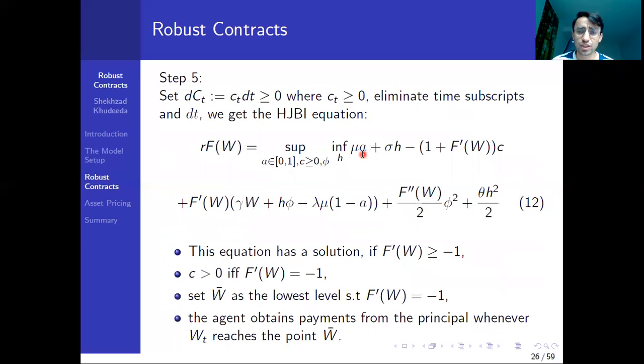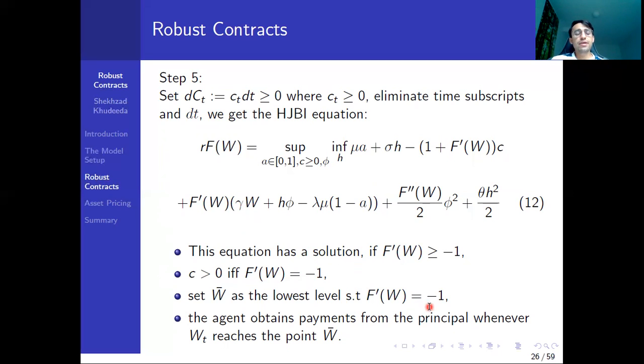Now we have two possibilities to solve this equation: first, with respect to H, and second, with respect to phi. But we should first solve with respect to H, otherwise we will not obtain a finite solution. We will explain later at the end of the section. So C is positive if and only if f prime, the derivative of the value function with respect to the continuation value, equals -1. And we now define a new parameter, W bar. Actually, it's the lowest level or payout boundary, such that f prime of W equals -1.